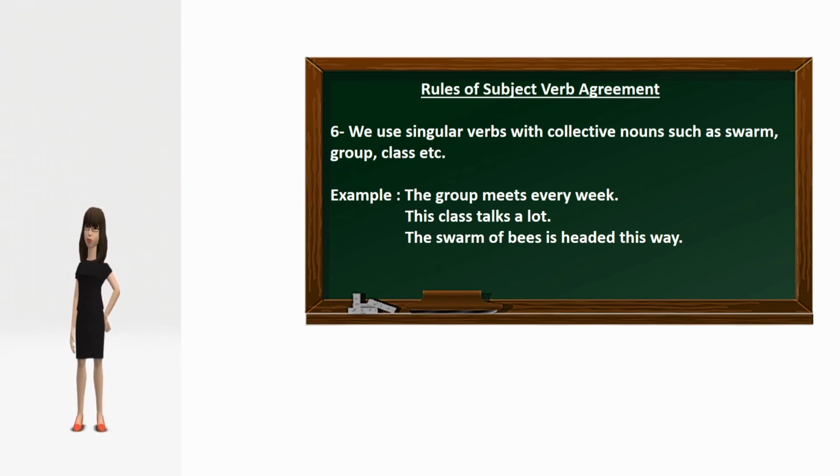Let's see another rule of subject-verb agreement: we use singular verbs with collective nouns such as swarm, group, class, etc. This is because even though they talk about more than one person or animal, they are described as one single unit or group. For example, the group meets every week. This class talks a lot. The swarm of bees is headed this way. In all these sentences, we have used collective nouns, which are group, class, and swarm. That is why we have used singular verbs.